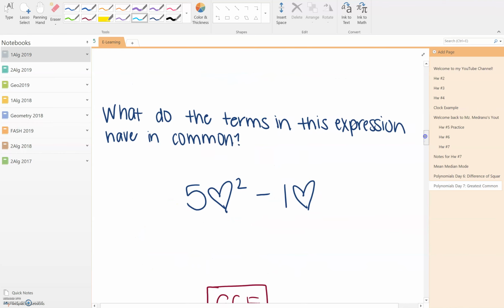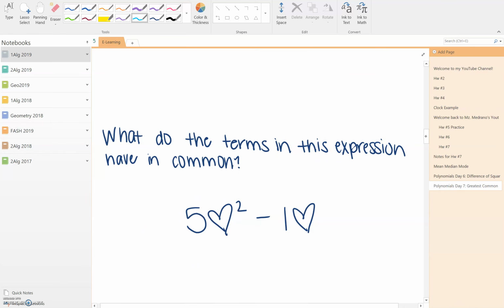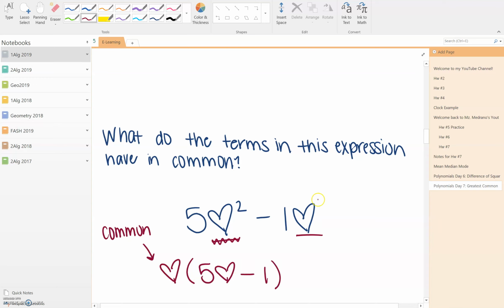Okay, let's try another one. What do the terms in this expression have in common? Okay, hopefully you saw that both of these have a heart in common. And so if we go ahead and take that heart out, we're going to say that this was the thing that they have in common. And then what's left over? So this first term had heart squared. So I only took 1 out. So I'm really left with 5 heart minus 1 because there's no squared here and there's just 1 there. So remember, this is the stuff that's left over.